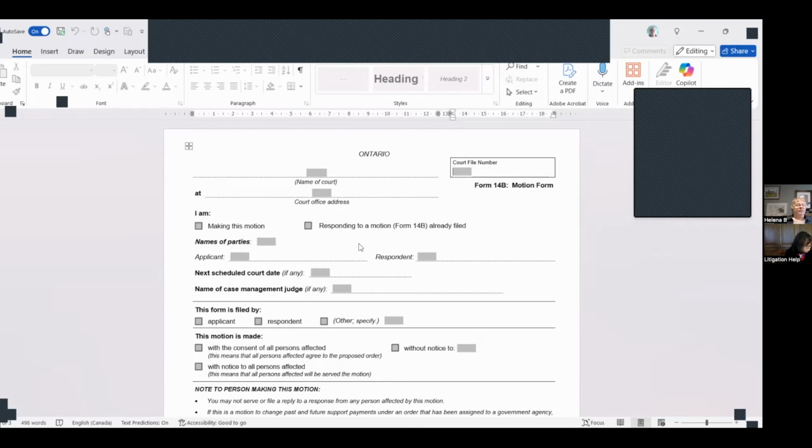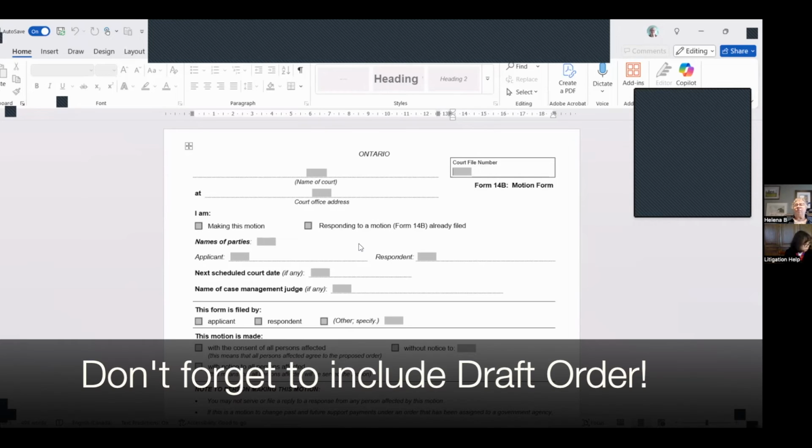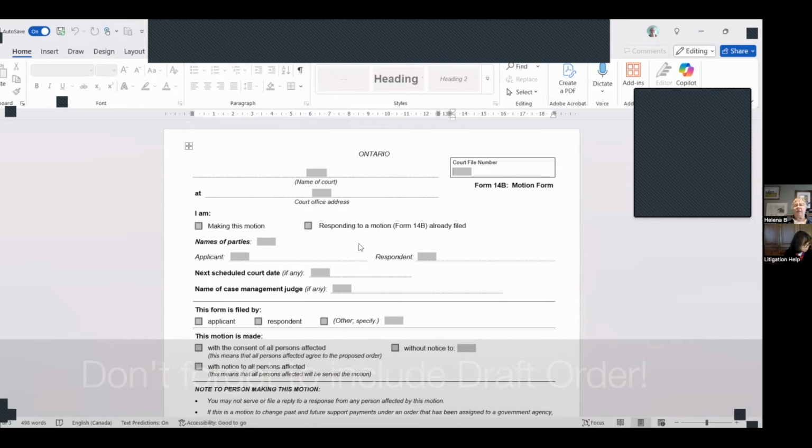Now, this is where sometimes it gets hard for people. You have to prepare and attach a draft order, including the terms you're requesting the court to make. So if at all possible, you should take the order template form from the rules and complete it and fill it out and basically put in this court orders that. And you should be able to cut and paste from your Form 14B, the motion form, what you're asking the court to order.